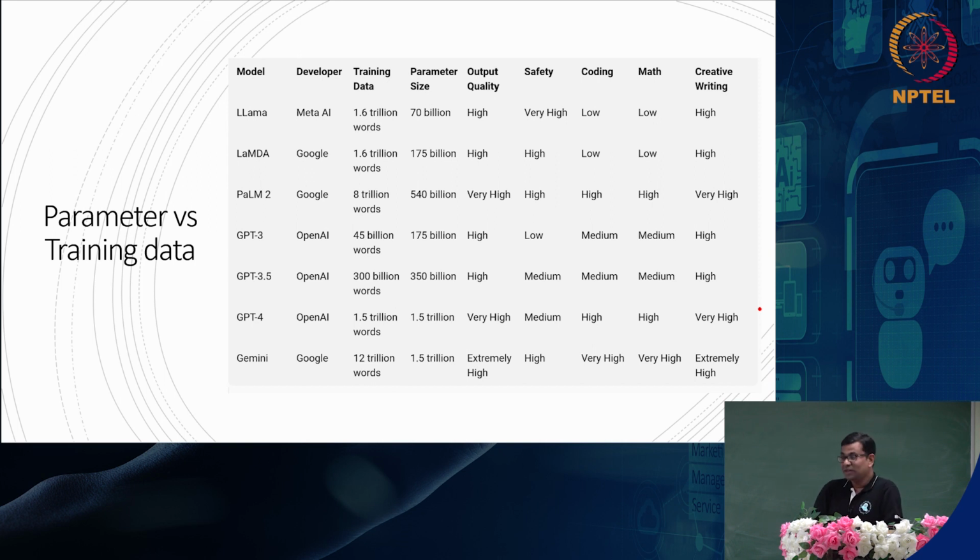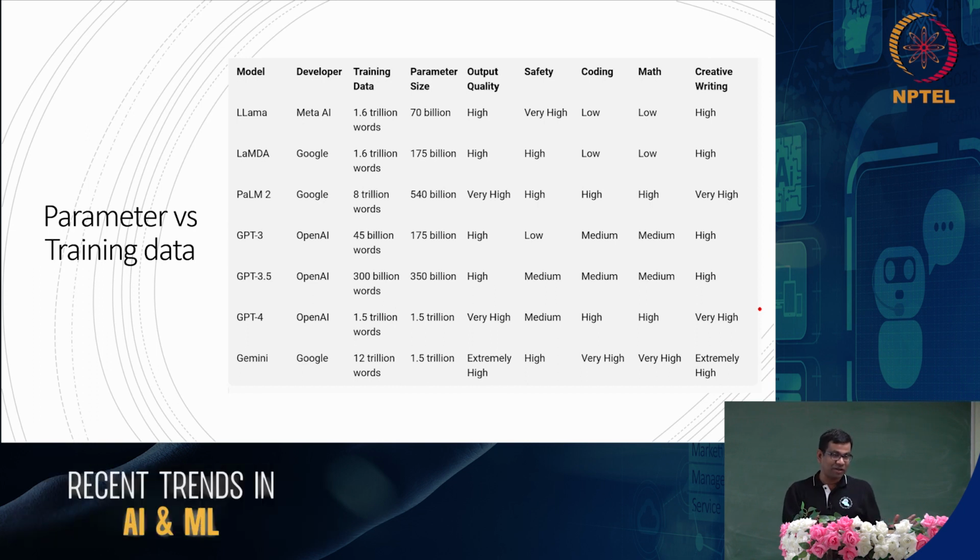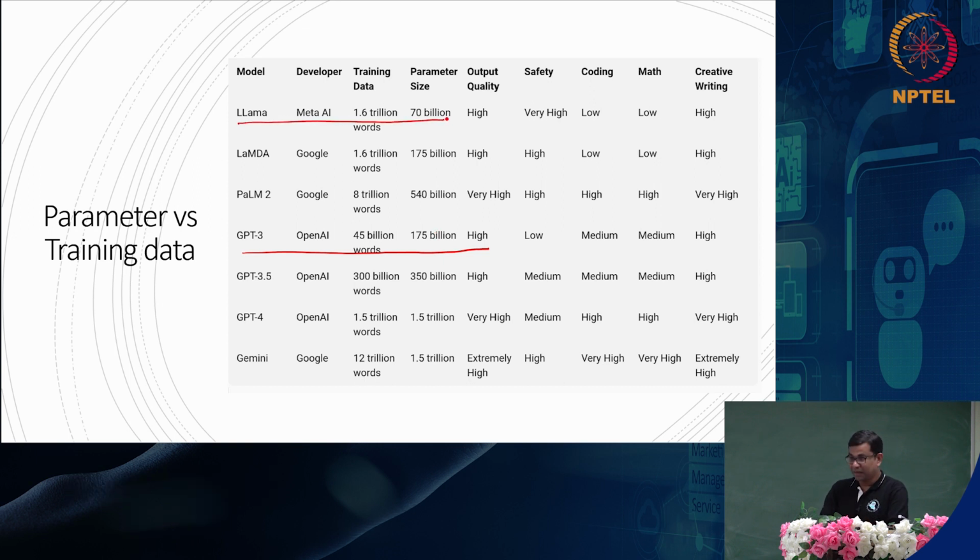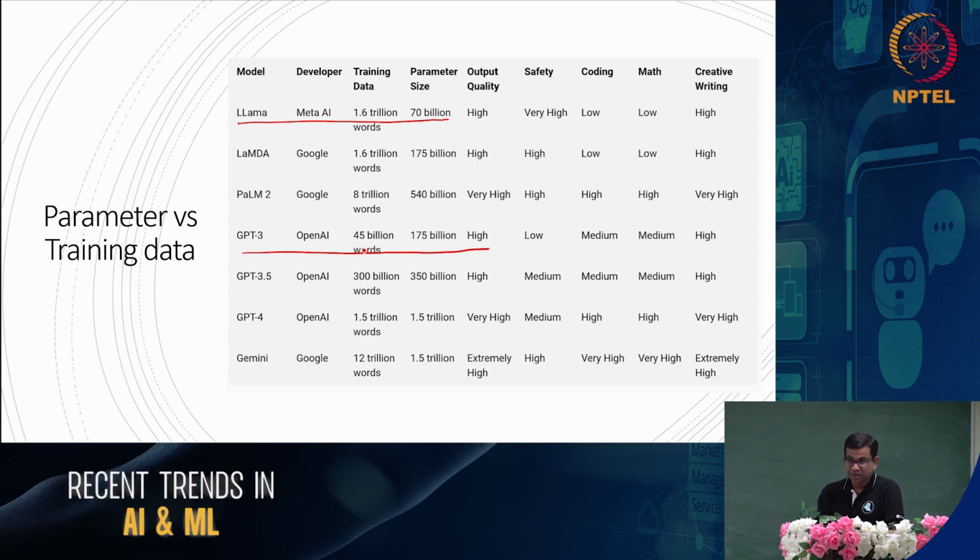Now it's not only important that your parameter space will make your model stronger. It is not, because if you see here, say GPT-3 has 175 billion parameters, whereas say Llama has only 70 billion parameters. Does that essentially indicate that GPT-3 is a better model? Definitely not, because GPT-3 is trained on only 45 billion words. So that means it's trained for a lesser amount of time, whereas Llama was trained on 1.6 trillion words. So it has more knowledge.